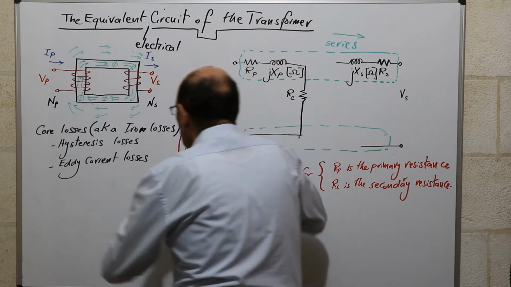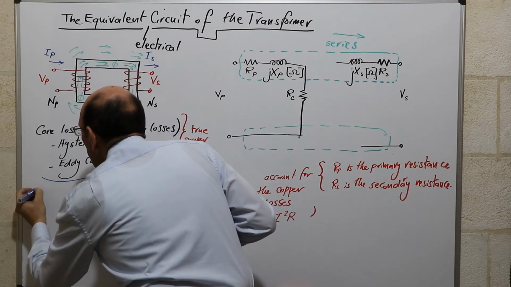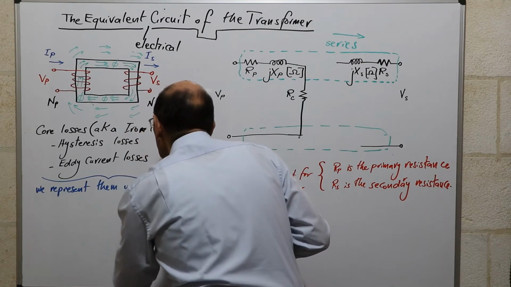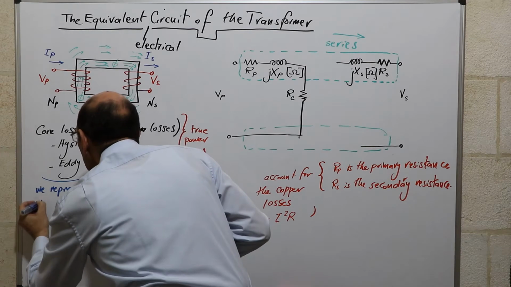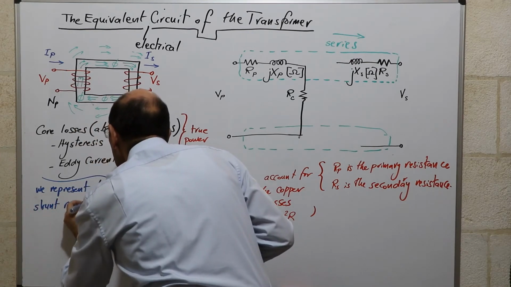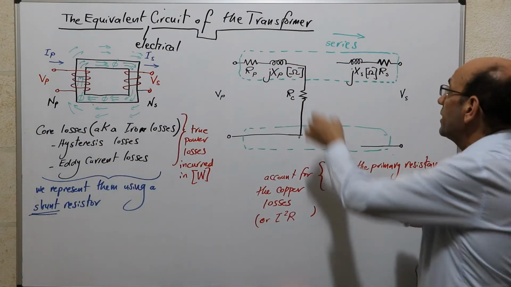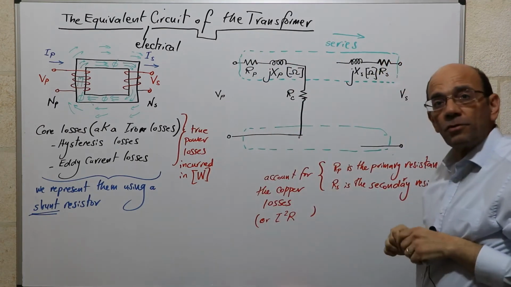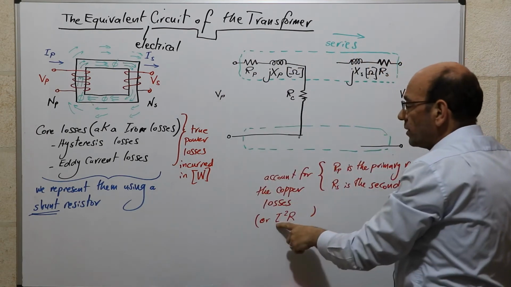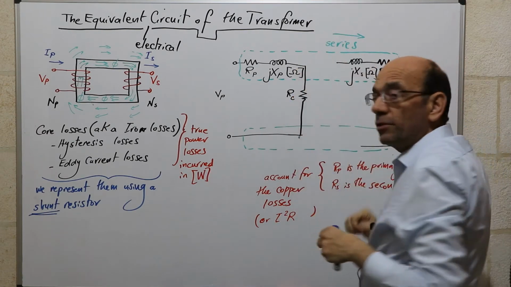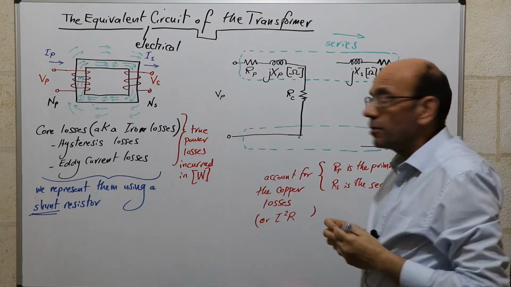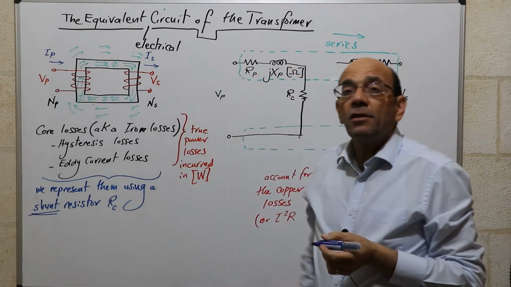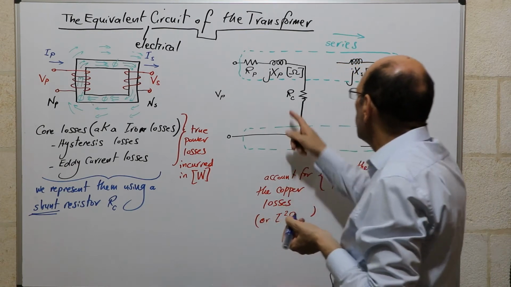So in order to represent these losses, we represent them using a shunt resistor. And the word shunt means that that resistor actually is in parallel rather than series. So here we had series components, now we have parallel components. The losses in series components would be proportional to the current. The losses in the shunt components or parallel components would be proportional to the applied voltage. So we use the shunt resistor and we've referred to it as R subscript C, and the subscript C stands for the core. And we've placed this in parallel.